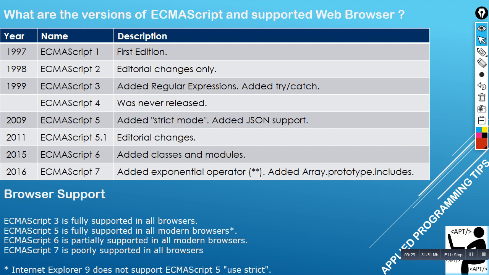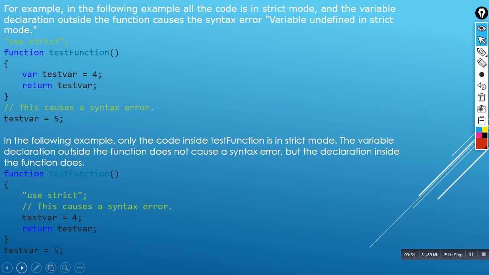So let's move to our next slide, and this is basically what I said previously. I will be demonstrating the use strict keyword. If you do not know about it, then start. This is the practical thing you can see in these code lines. I will show you practically how it works, but for demonstration, for example, in the following example all the code is in strict mode.